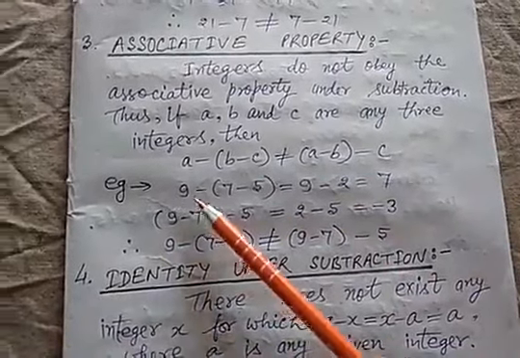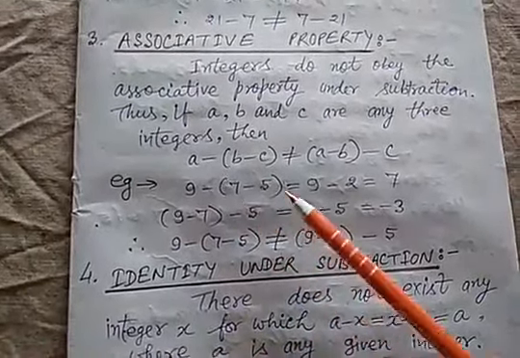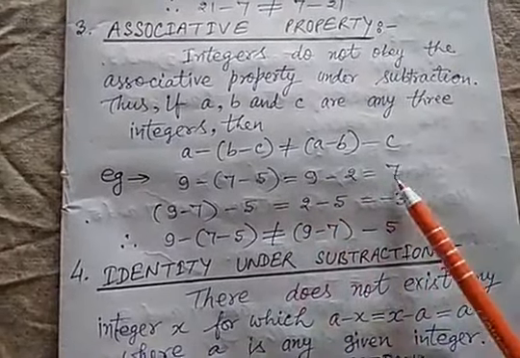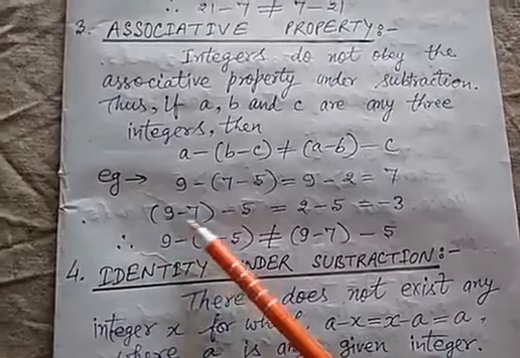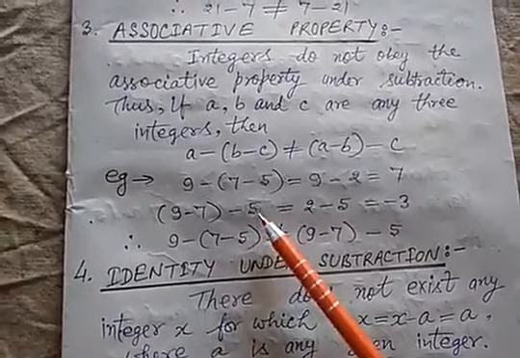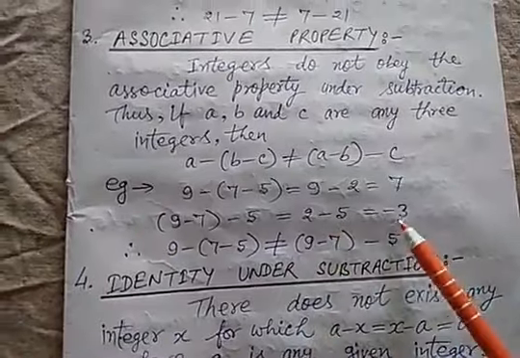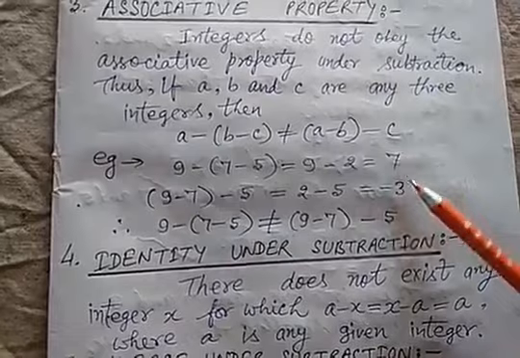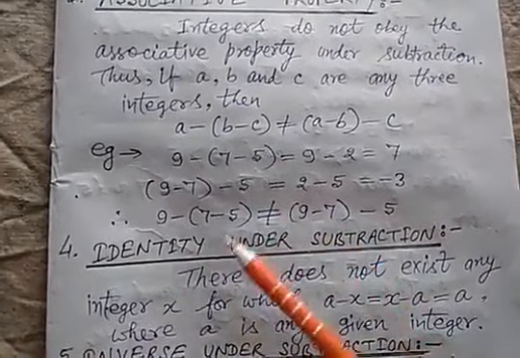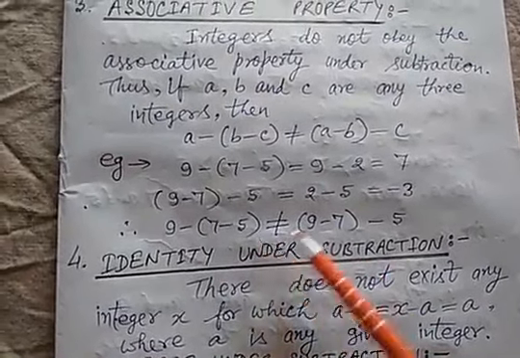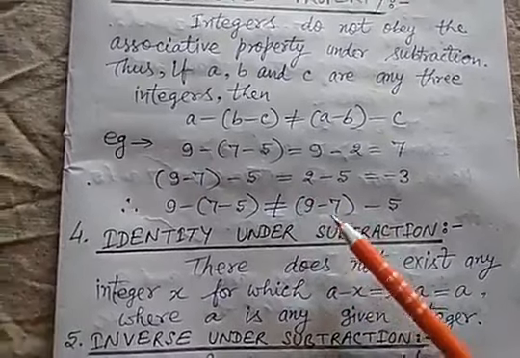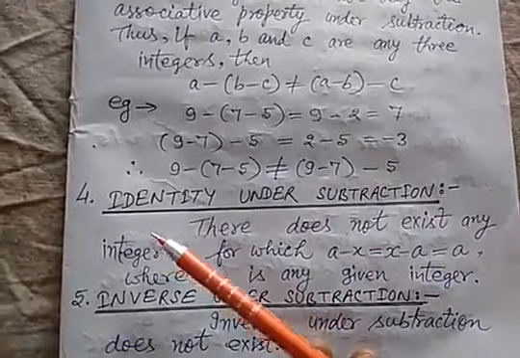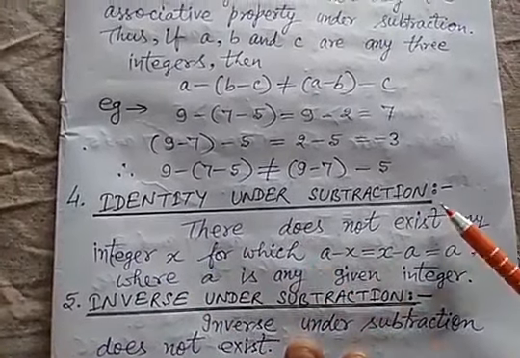For example, 9 minus (7 minus 5) is equal to 9 minus 2 is equal to 7. (9 minus 7) minus 5 is equal to 2 minus 5 is equal to minus 3. Here results are not the same. Therefore, 9 minus (7 minus 5) is not equal to (9 minus 7) minus 5.